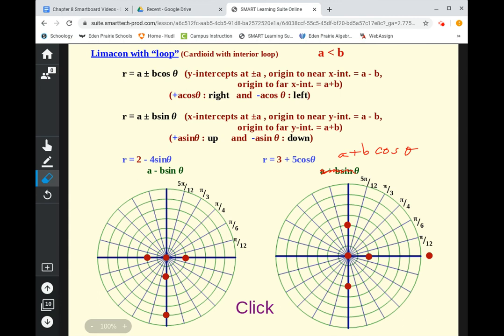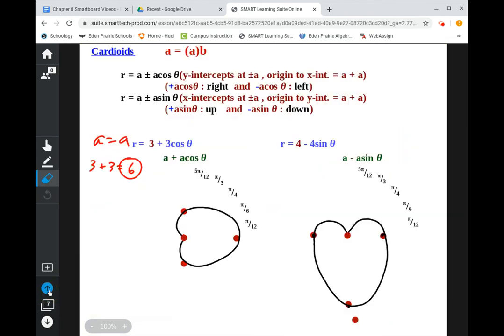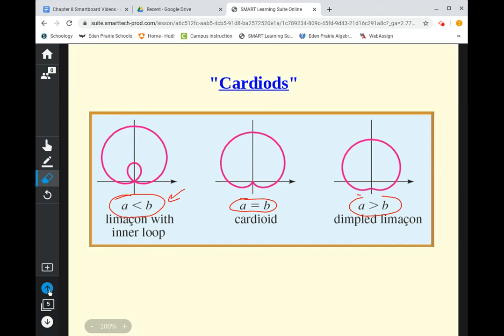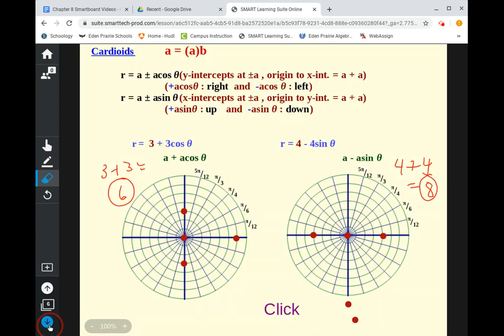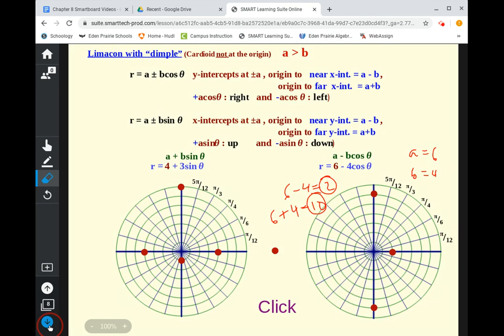The near x-intercept, remember it folds on top of itself, and a far x-intercept. That's where it reaches way farther out. So let's go look at the loop again. Here it is. This is the near, and this entire distance is the far. Keep it in mind that you have to recognize that A is less than B, so it should fold back on top of itself.